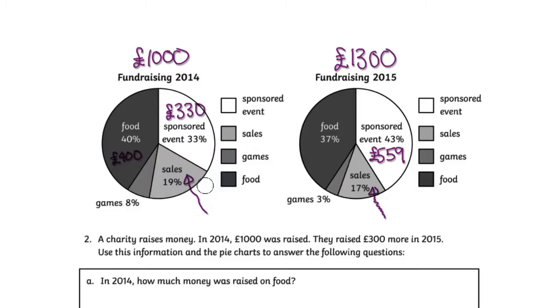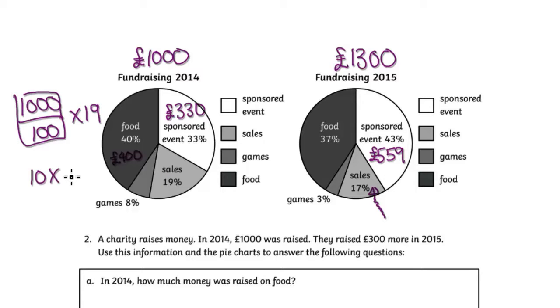So let's work out how much money was raised here. Get your whole amount, 1,000, cut it up into 100 equal pieces, and then get 19 pieces, because look, it's 19 pieces. Simplify this: that would be 10 times 19, so that would be 190. That's how much money was raised here. Okay, let me just clean this up.